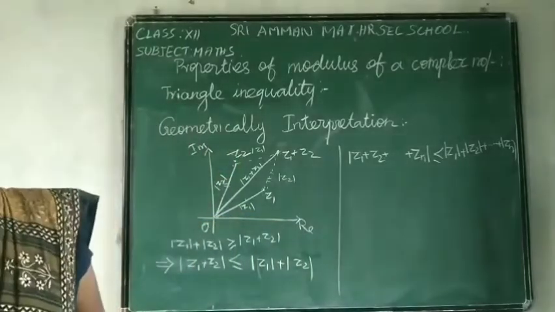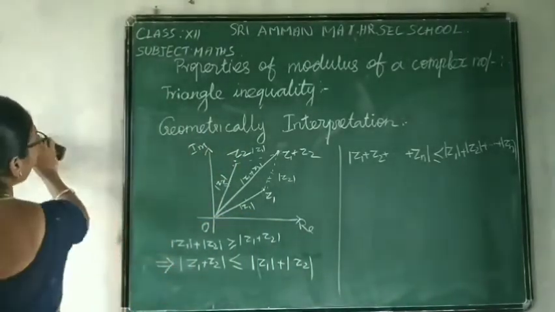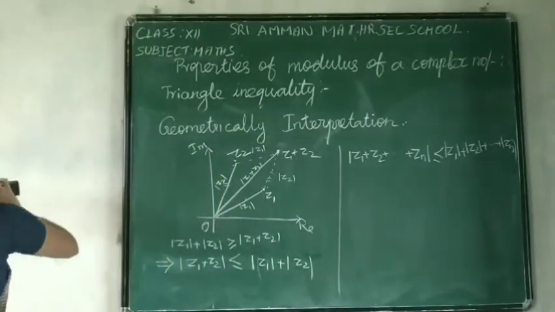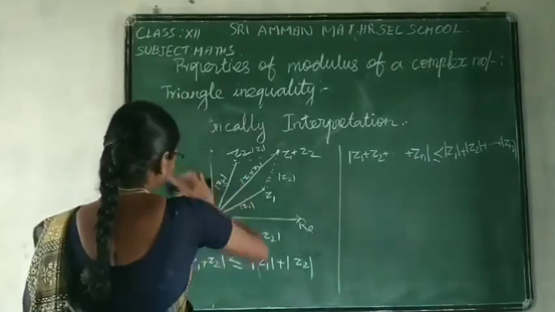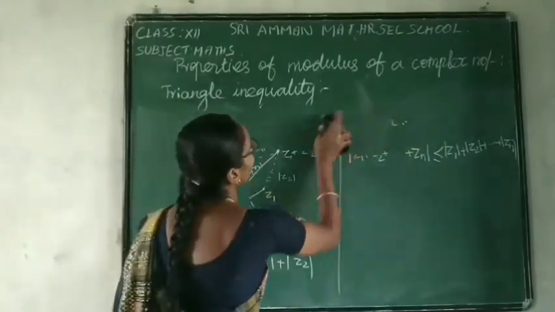Now, property: the distance between two complex numbers.